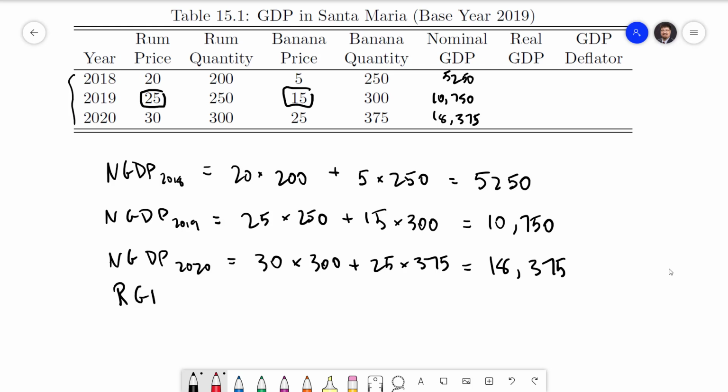So first I'm going to calculate the real GDP in 2018. So we're going to take the rum price of 25 from our base year of 2019, but multiply it by the quantity from 2018 and do the same thing for bananas. 15 is the price in 2019 and 250 is the production in 2018. This is going to give us a real GDP of 8,750.